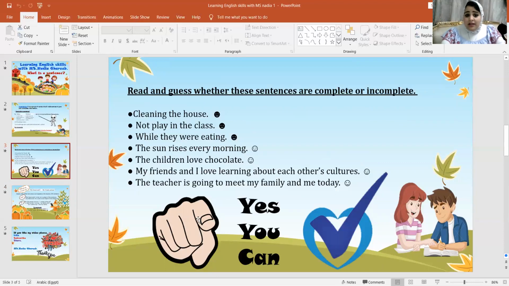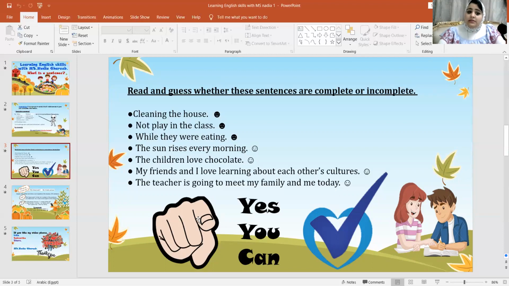When I say my friends and I love learning about each other's cultures, here I start with my friends and I. This is the subject of the sentence, what the rest of the sentence will be about. So the rest of the sentence is going to give you information about the subject, my friends and I. That's why I used the first person pronoun I. The other sentence: the teacher is going to meet my family and me. Why did I write me here? Because here it's the object of the sentence. The teacher is going to meet me. Who is she going to meet? My family and me. So here it is the object of the sentence.